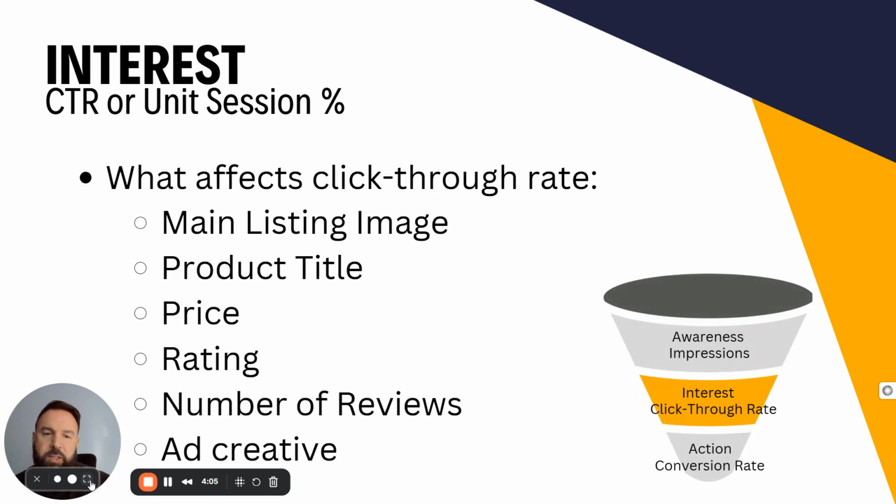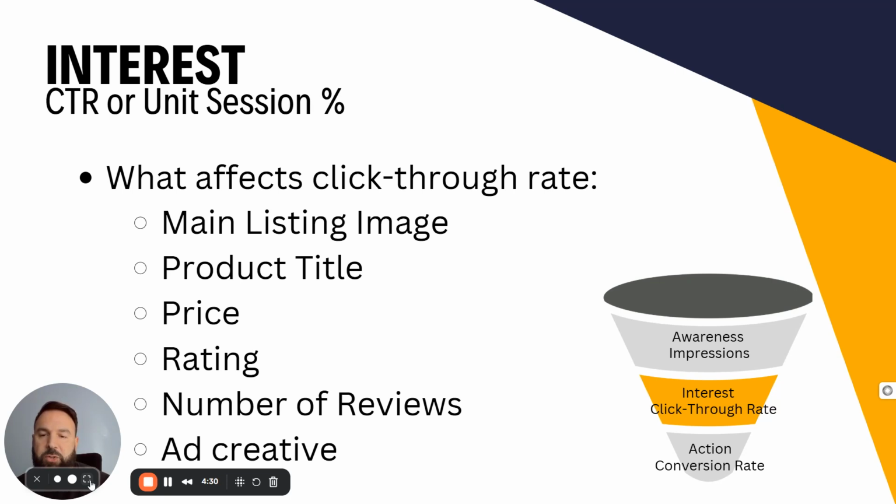So what affects click-through rate? We've got the main listing image. If you think about it, when you search for a product and then you get a bunch of results, the things that are going to affect whether you click on a product or not are the following. So first, the main listing image, right? You have to stand out from your competitors, and there has to be something appealing to that person that is looking for that product.